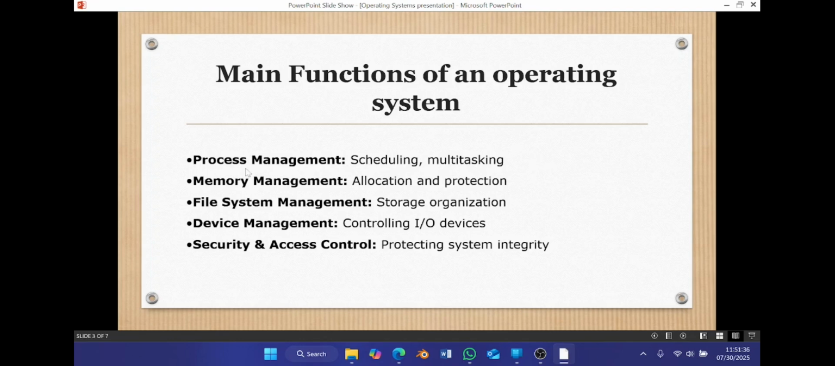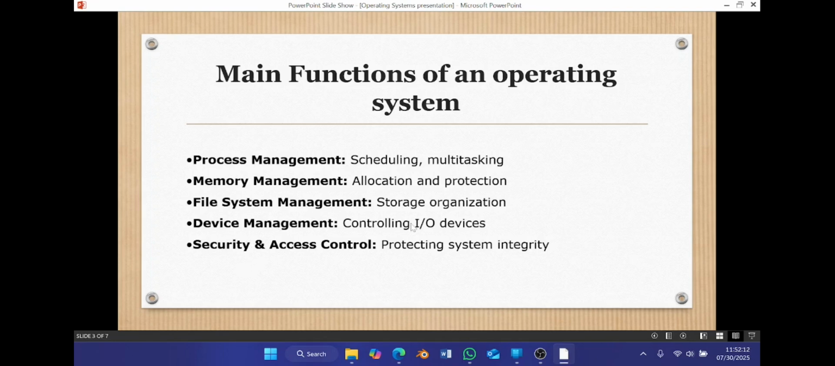Then number two, we have memory management. An operating system does the job of allocating memory to different applications on a computer, and it also helps in protecting that memory. Then number three, we have file system management, whereby the operating system manages the storage of the computer. It organizes the storage and assigns different applications different sizes of the storage.